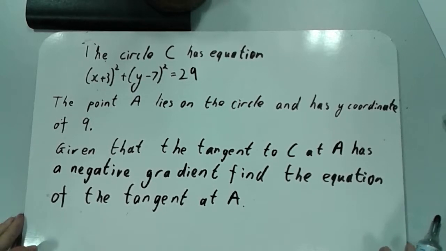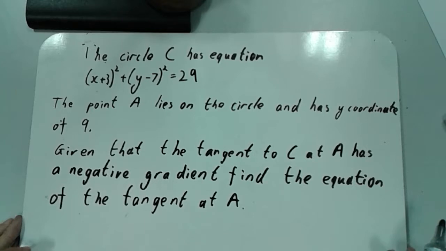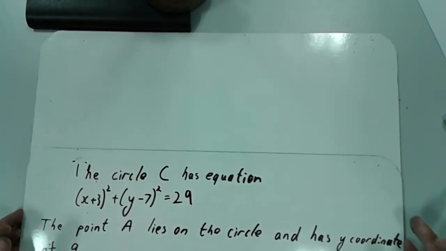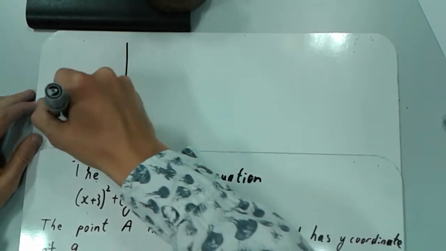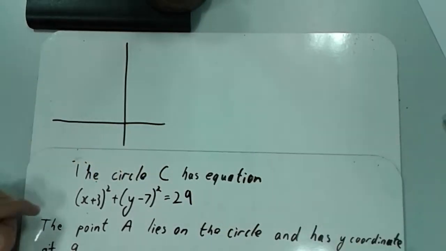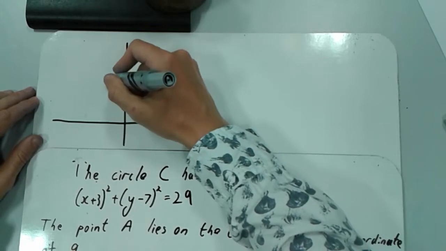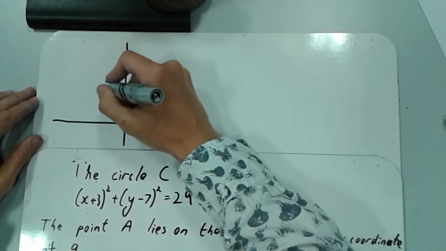There's a lot of information in this question, so we're going to break it down, and as you've probably guessed by now, we're going to sketch it. So let's get as much information as we can on our sketch. First of all, the centre of the circle. This circle has centre at (−3, 7). Let's position that about there.